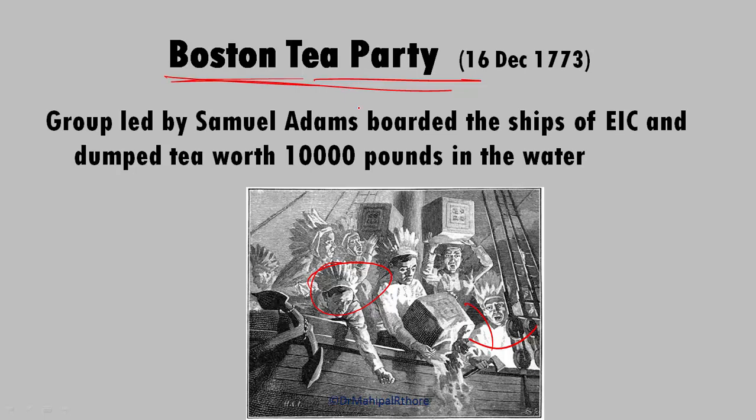It was not a party exactly in the way that you imagine party today in the 21st century, but later on it was called the Boston Tea Party. It happened on 16 December 1773 and they threw tea worth 10,000 pounds. It is said the present value of that tea would be somewhere around 1 million pounds. So 1 million pounds of tea was thrown into the water.